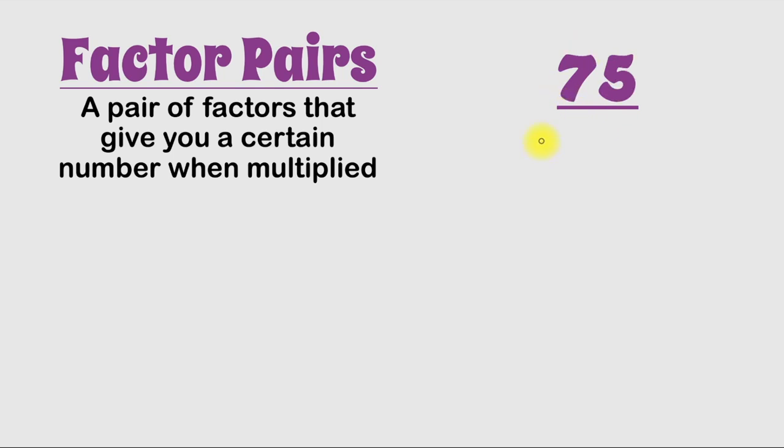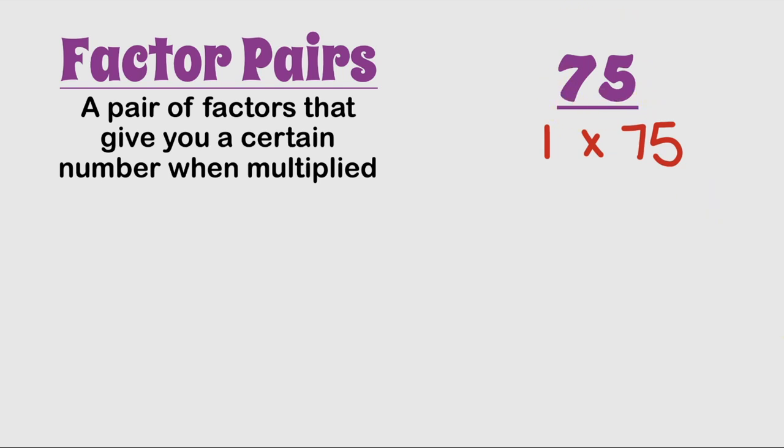So that means our first factor pair will be 1 times 75. And this means that 1 is a factor of 75 and 75 is a factor of 75. After we start with this first factor pair, we should go to the number after 1 that can go into 75. 2 can't go into 75 because 75 isn't an even number. So let's go to the next number, which is the number 3. Can 3 go into 75?